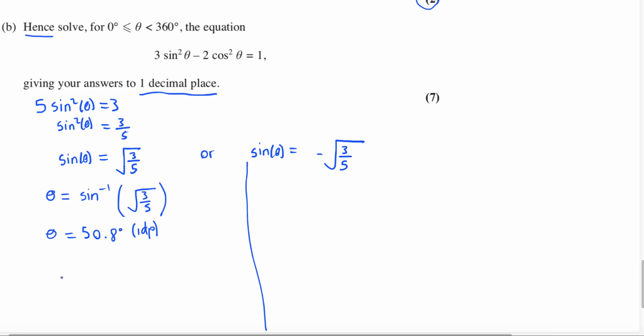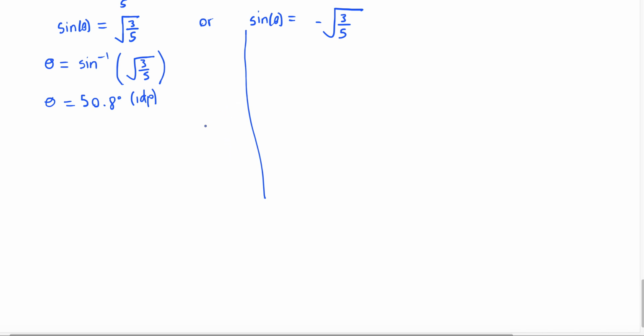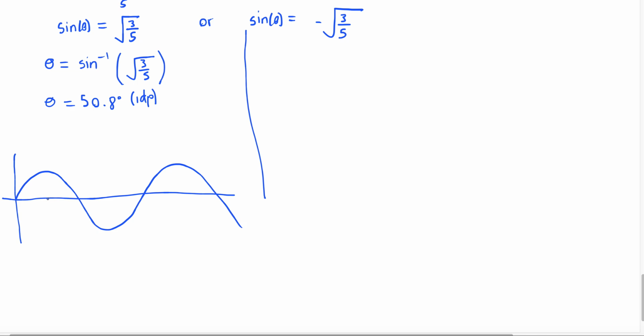Then my next step is going to be to work out the other solution. So remember, it was between 0 and 360. So I'm going to draw a sine graph, or as much as I need anyway of a sine graph. Okay, and then this point where it hits the top is 90. This point is going to be 180, 270, 360, and this highest point here is going to be 1. Then we draw a line because it was the square root of 3 over 5. It's basically somewhere between 0 and 1, so don't worry too much where it goes as long as it's in between. Draw the line across. The calculator gave us 50.8, which is this value here.